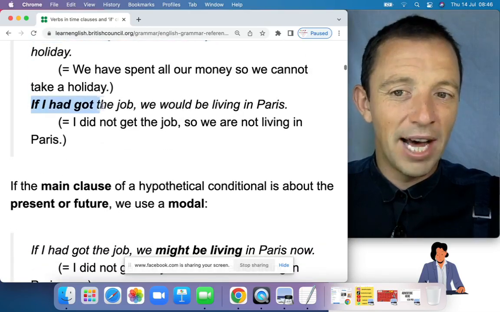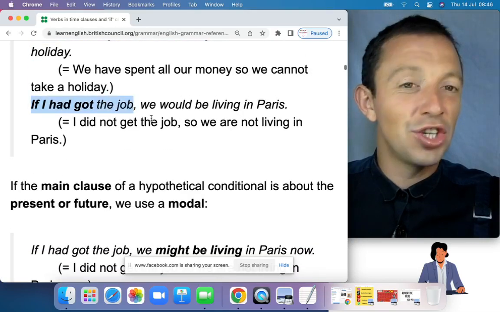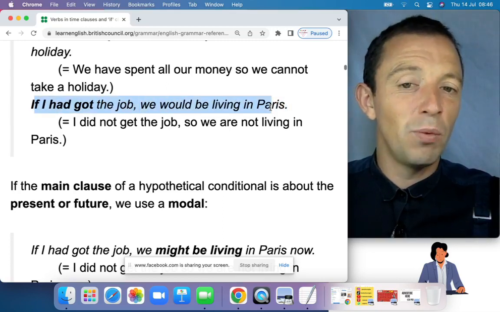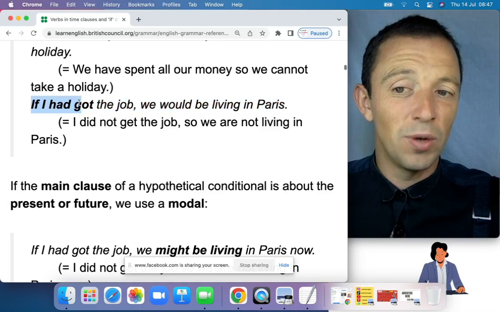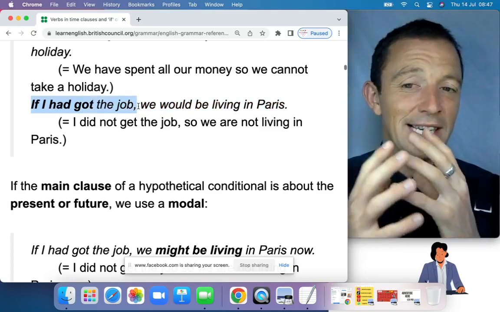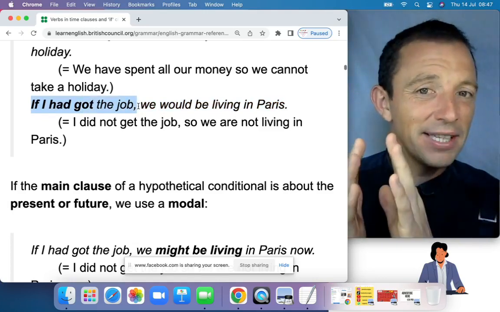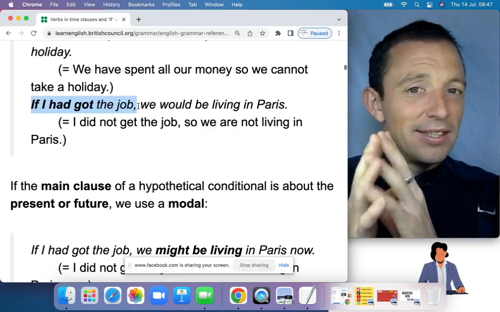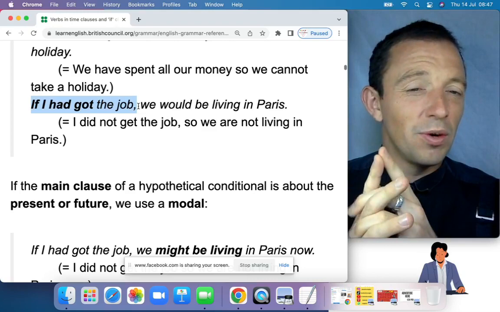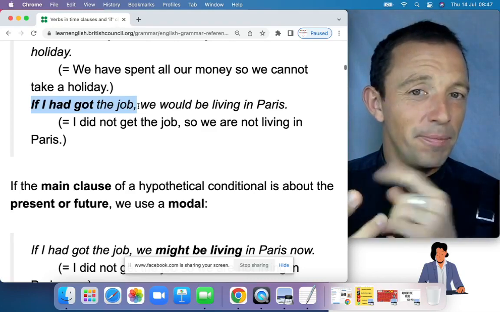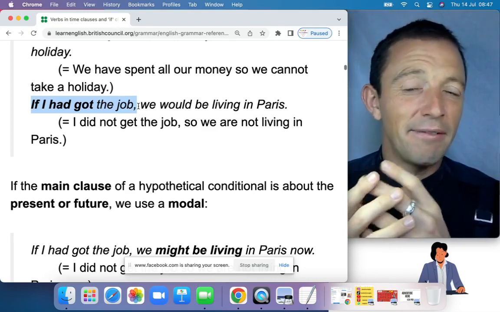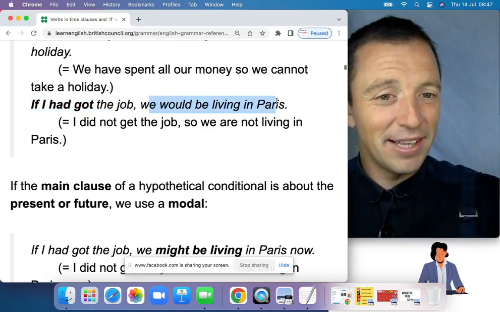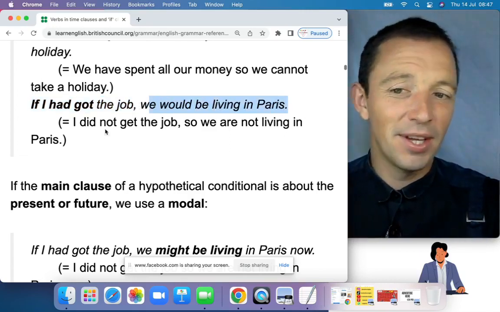Next, we have the conditional clause plus the principal clause. If I had got the job, we would be living in Paris. So if I had got the job, this is the conditional clause in the past perfect to express something that did not happen. So I didn't get the job in the past, but hypothetically, if I had got the job, past perfect, in theory, hypothetically, we would be living in Paris.